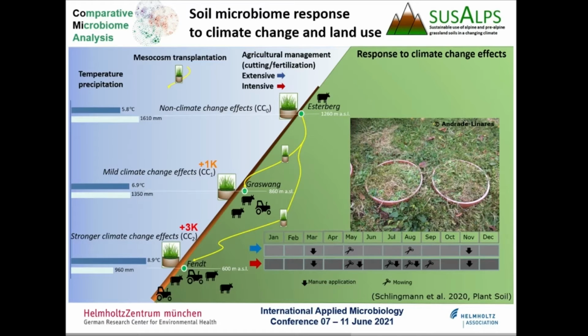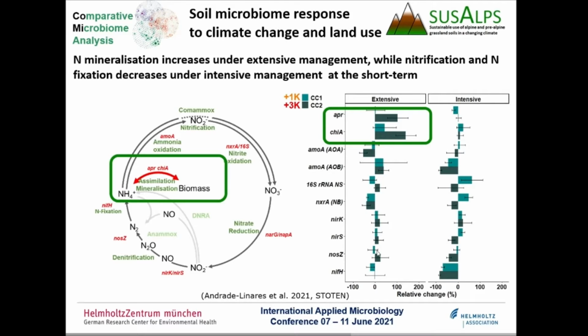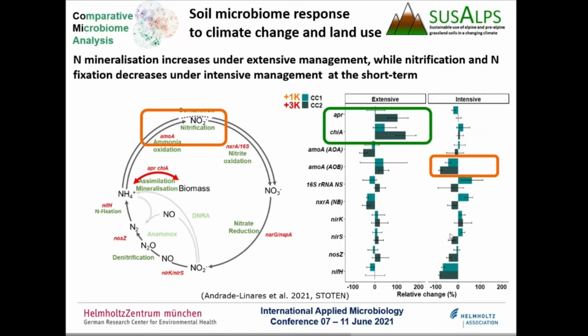After the first and second year of exposure, we quantify by qPCR the main functional groups of microbes involved in the nitrogen and phosphorus cycle and measure soil and plant properties in these mesocosms. Our data indicate significant interactions between climate change and management. For example, if we look at the nitrogen cycle, N-mineralizing bacteria increased in abundance under extensive management, while under the intensive treatment, the microbial biomass was reduced up to 50%, accompanied by lower abundance of ammonia-oxidizing and nitrogen-fixing bacteria.